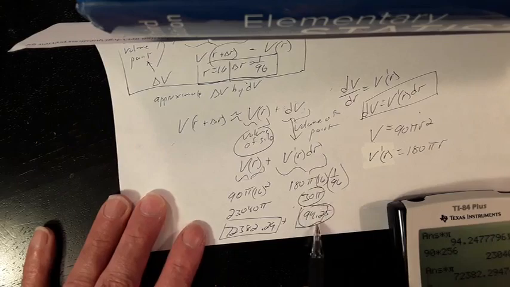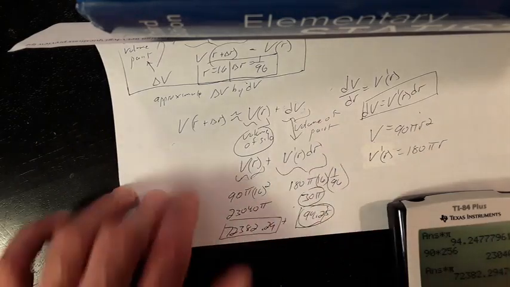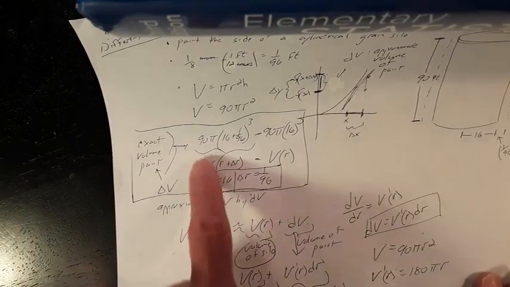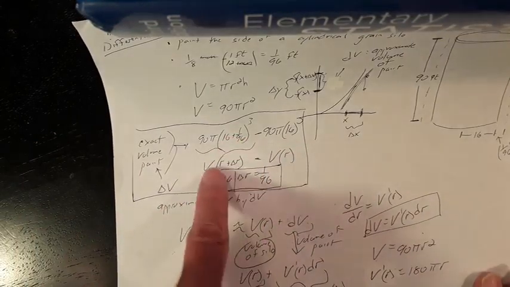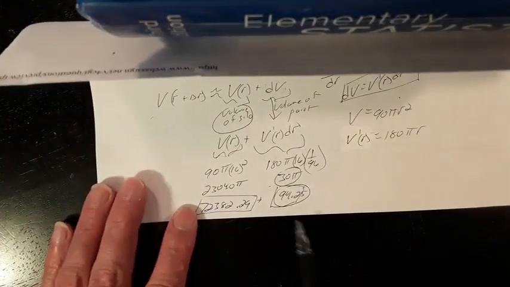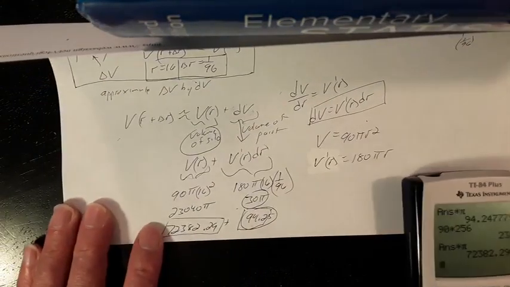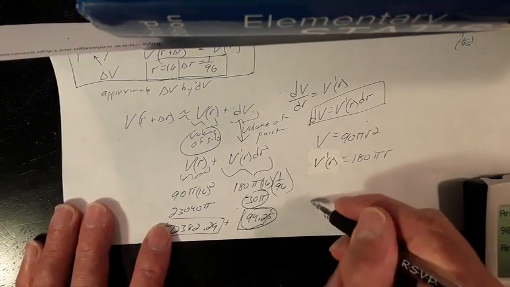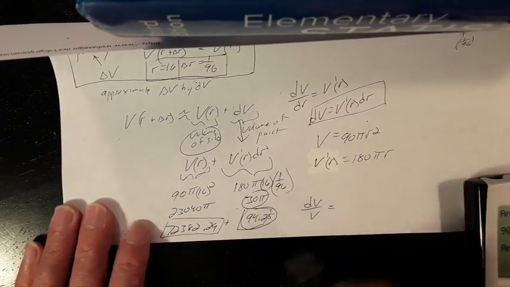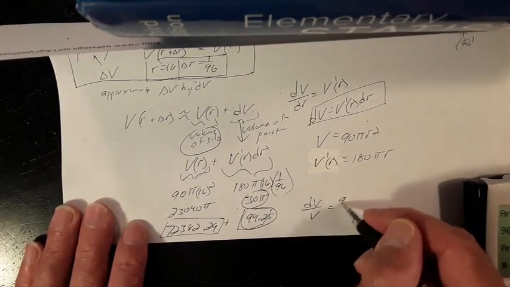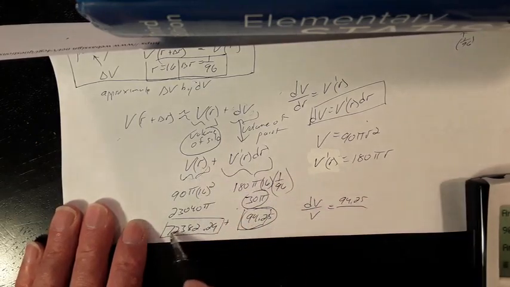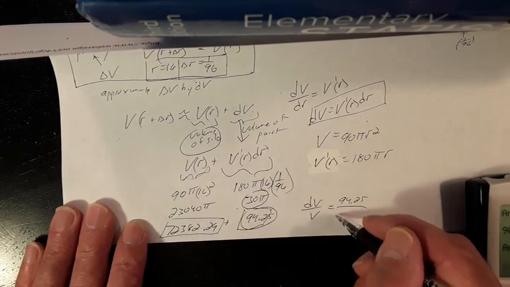Now remember, this isn't the exact volume of the paint. This is the approximate volume of the paint because we approximate delta V by dV. This would be the exact volume of the paint, but that's not what they want. They want the approximate volume. When you talk about relative error, it's dy over y, in this case dV over V. This is dV, the 94.25, and this is your V, your estimated amount.